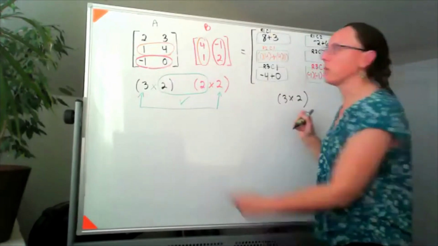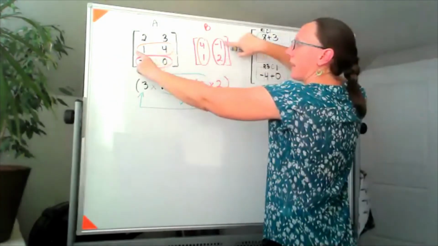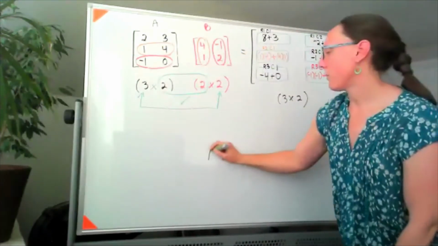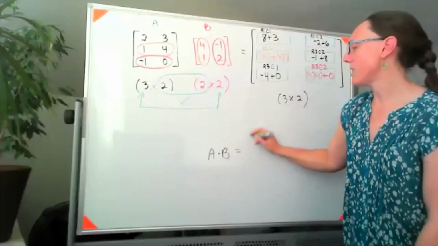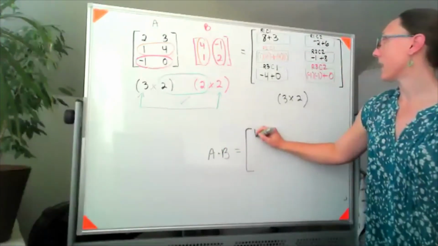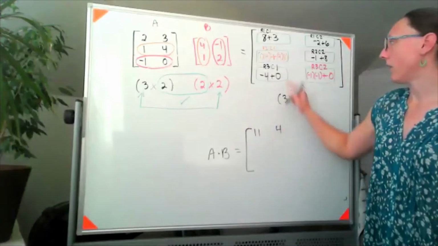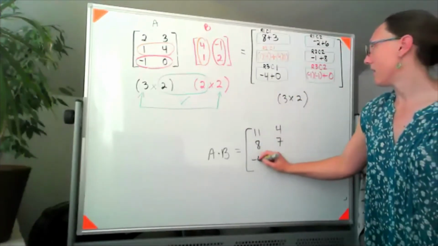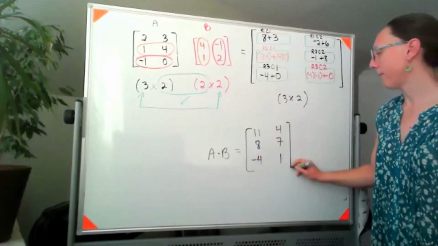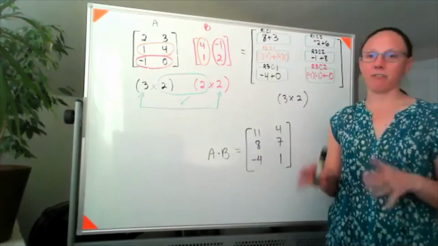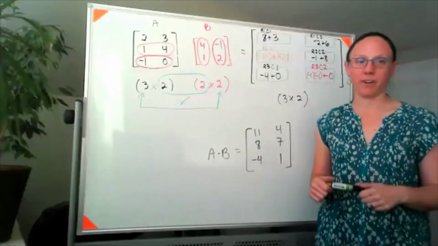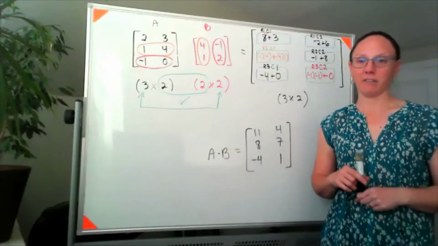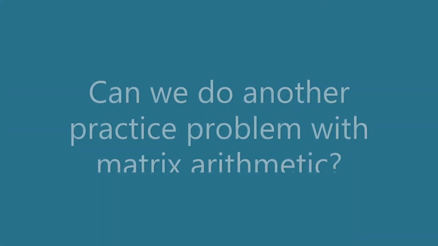And row 2, column 2. Row 2, column 2, -1 plus 8. So my final answer for A times B would be the matrix that looks like 11, 4, 8, 7, -4, 1. There are a ton of matrix calculation tools out there on the internet. I posted a link to one of them in our Canvas shell under the modules.